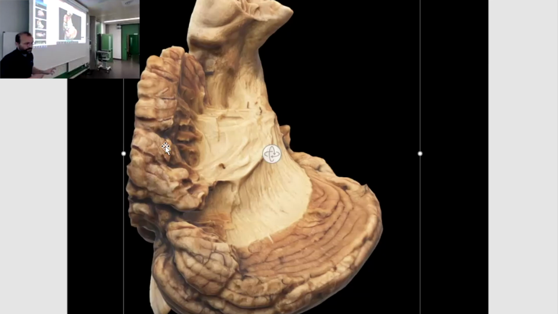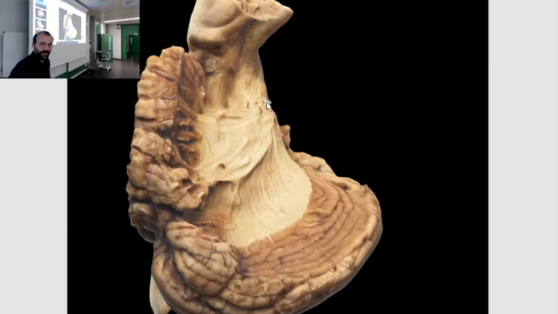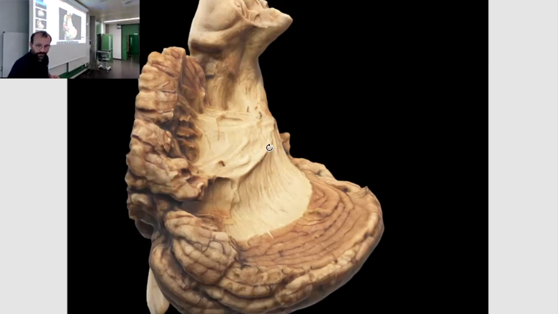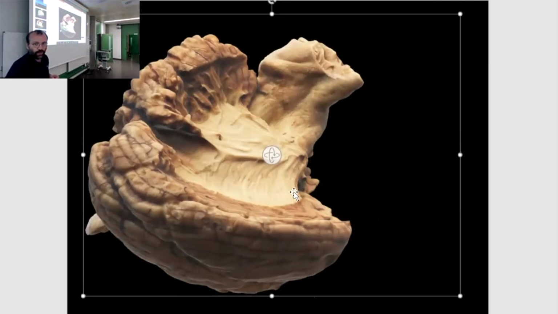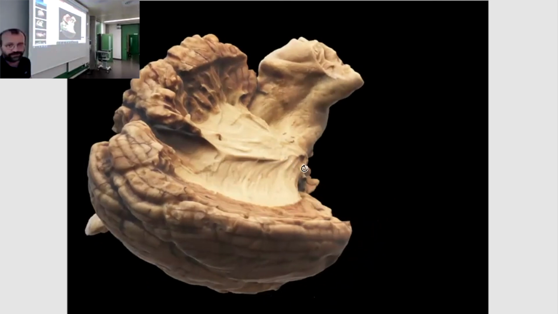So we keep the vermis so that we have an anatomical landmark. And we remove layer by layer the single folia of the anterior and posterior quadrangular lobule and of the superior semilunar lobule. So that we have, as you can see here, that we open the great horizontal fissure.